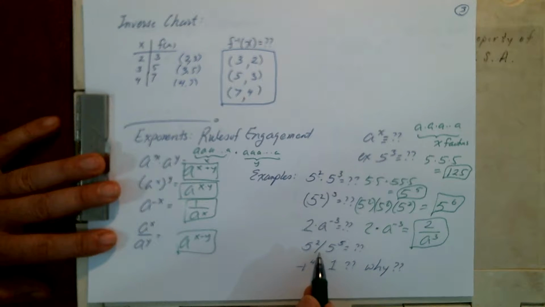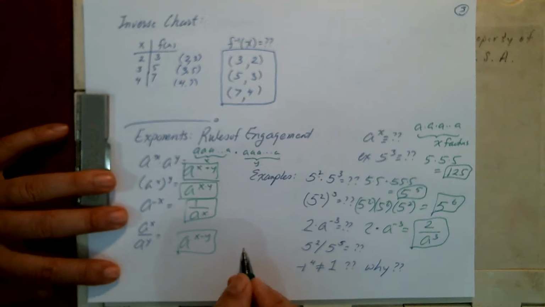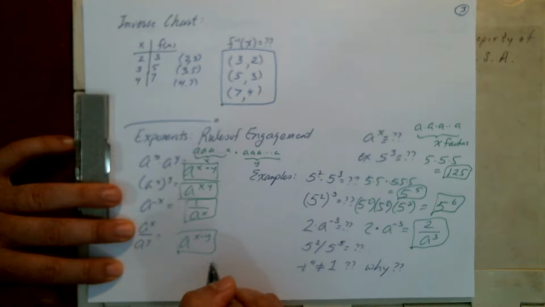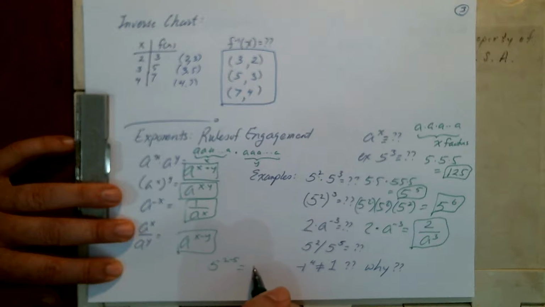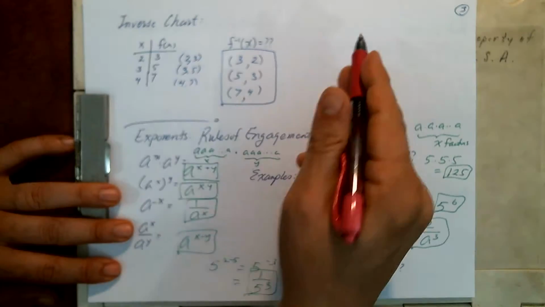Okay. How about this guy? How do we do this guy? We could have done 5 squared over 5 to the 5th. So we could have subtracted the exponents, and that becomes 5 to the minus 3, which becomes 1 over 5 cubed. That's one way to do it. We could have done it this way as well. I'm going to write it up here.